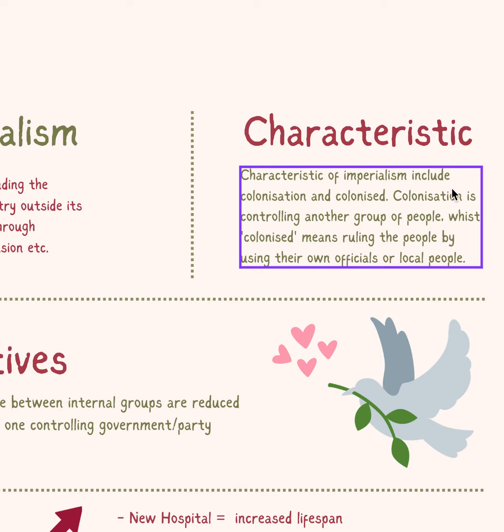Characteristics of imperialism include colonization and colonized. Colonization is controlling another group of people, while colonized means ruling the people by using their own officials or local people. Colonization, controlling. Colonized, ruling.